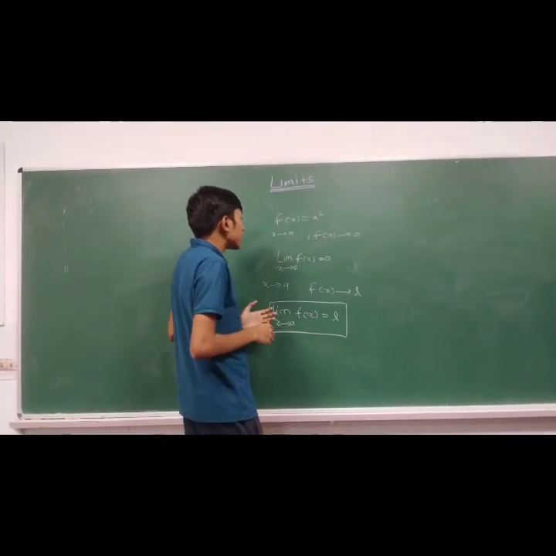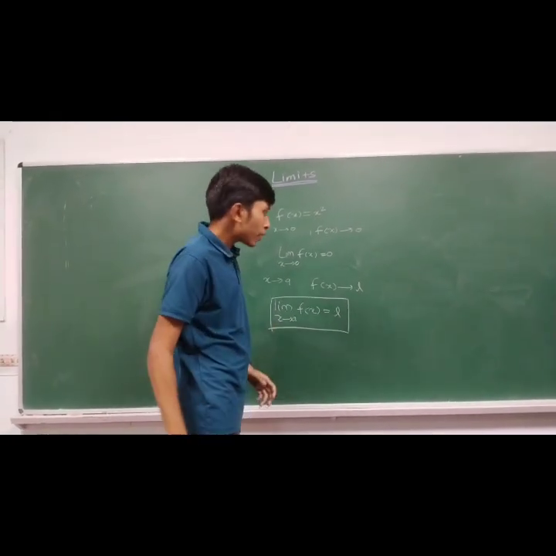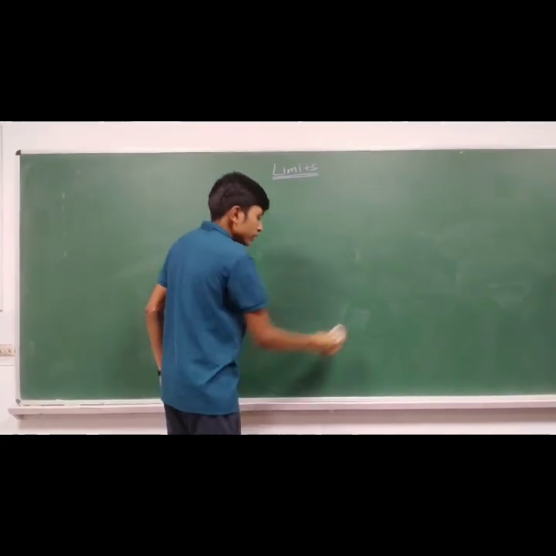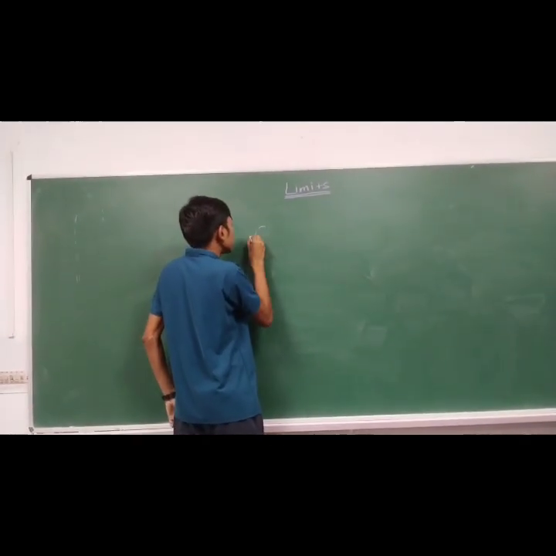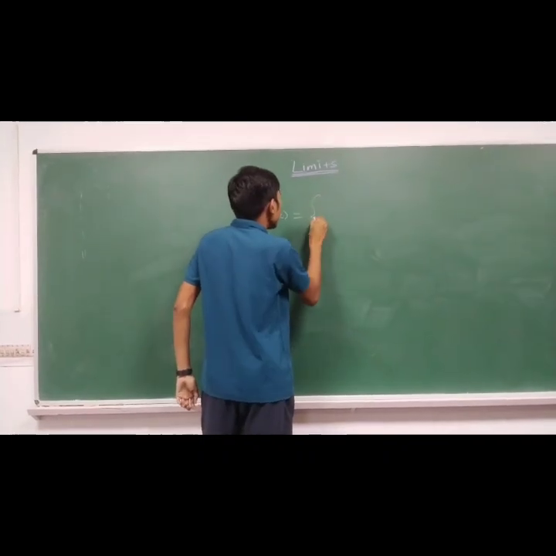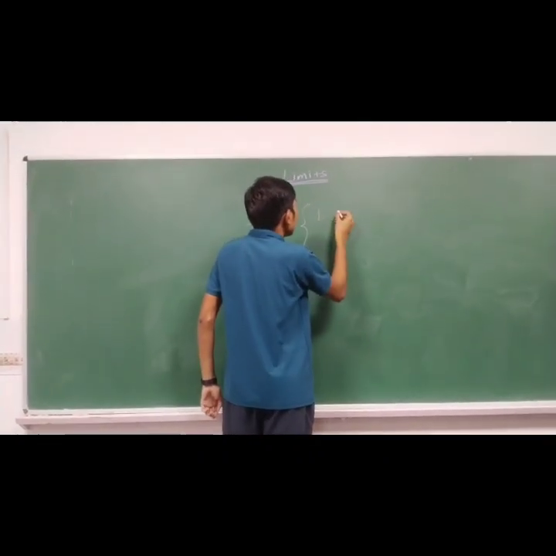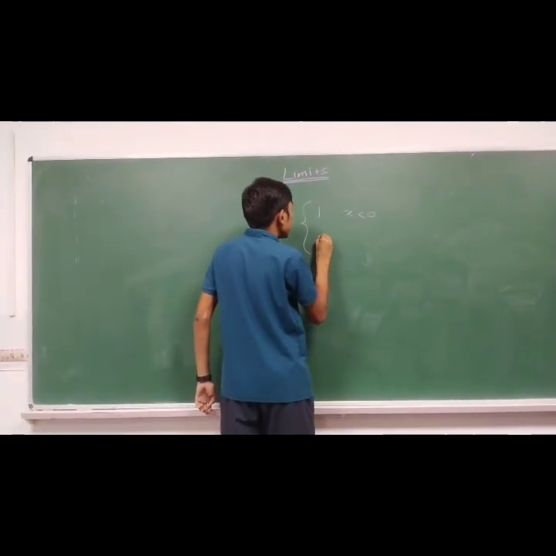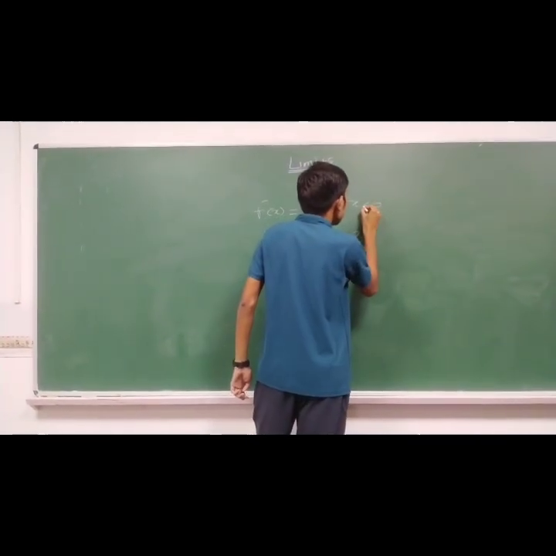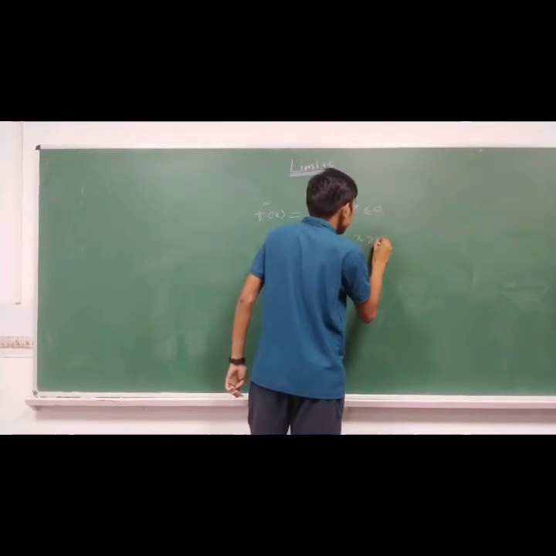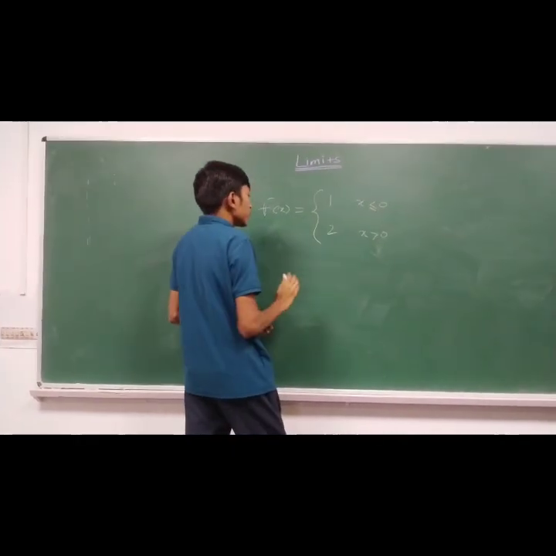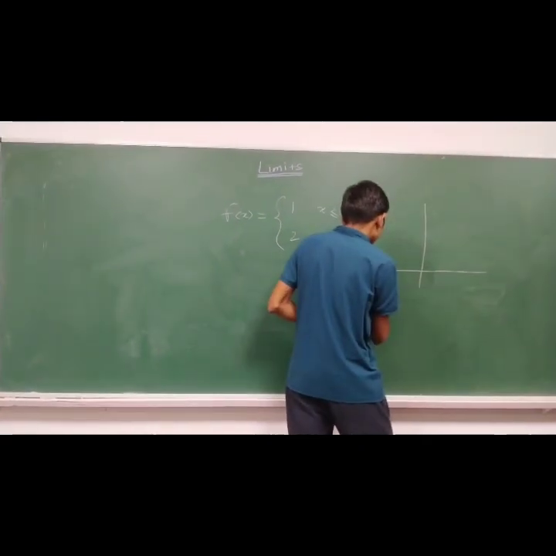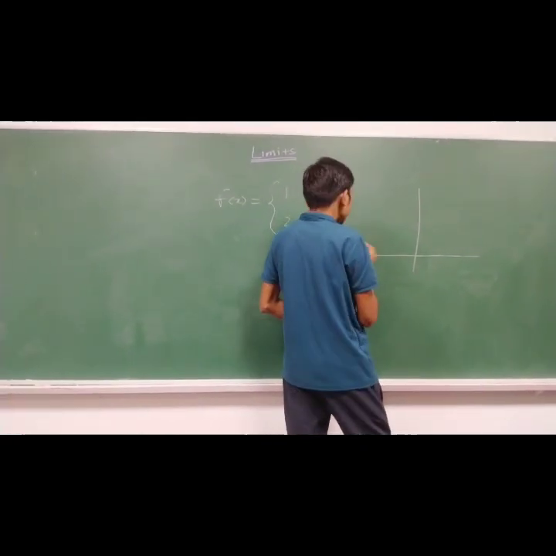Now we can understand better with some more examples so that we can be more familiar with limits. I am considering another example, f(x) with some other behavior: 1 when x is less than or equal to 0, and 2 when x is greater than 0. Now I am taking a graph so that we can understand better.